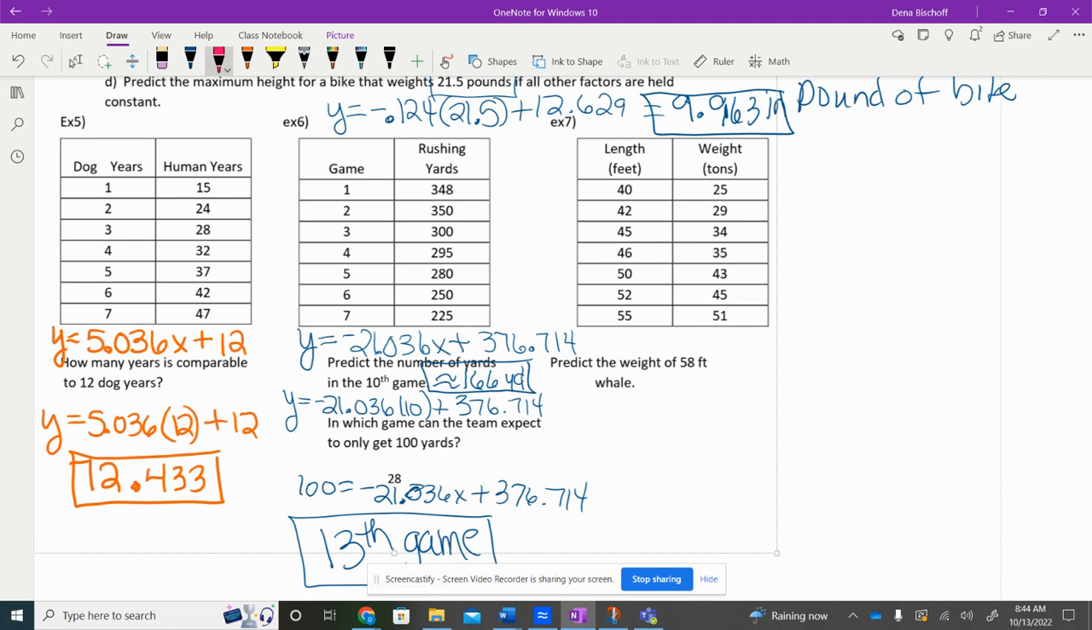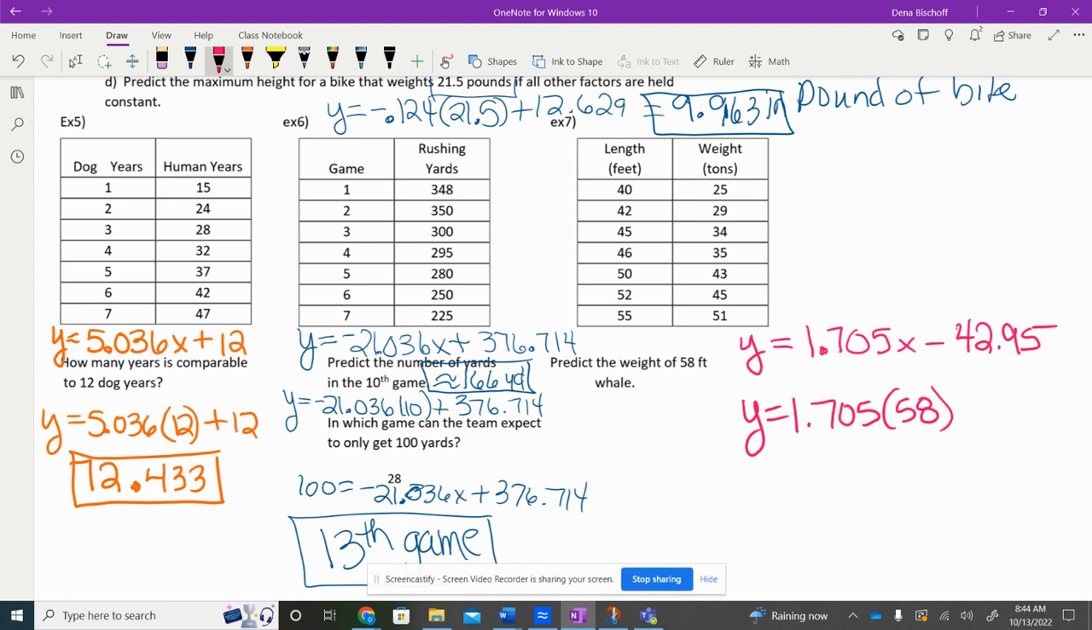Okay, last table. Give me the equation. y equals 1.705x minus 42.95. Okay. So this says predict the weight of a 58-foot whale. That means let x equal 58. So y equals 1.705 times 58 minus 42.95 in tons. What is the weight of my whale? 55.93 tons. Holy moly.